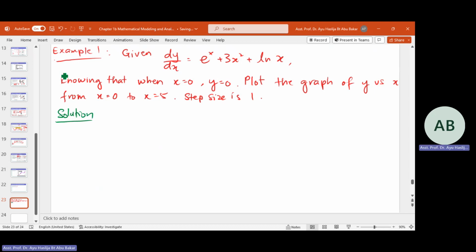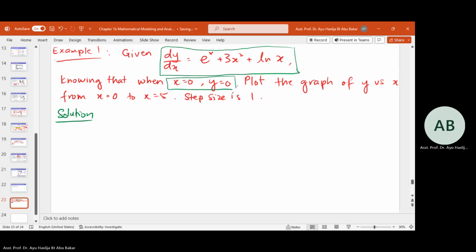The equation given here is dy/dx. This is the equation that you will need to use. From the question, identify the equation, identify the range, identify the starting point. This is the starting point, x0, y0. Then what is the range that you need to do? From x0 to x5. Then what is the step size? Step size is 1. Those are the important info that you need to extract first: equation, starting point, the range, and the step size. The range tells you when you should stop, and the step size tells you how big your scale is.